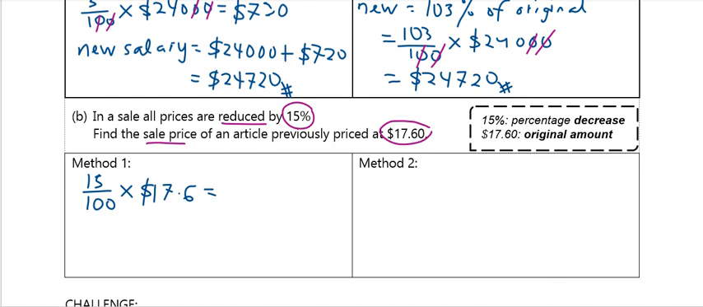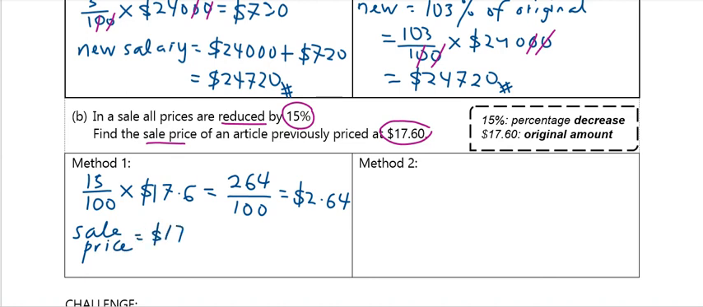So you will have 264, everything over 100. So this one, the amount of decrease will be $2.64. So what you're going to do next is you have to subtract. So the sale price will be $17.60 minus $2.64. So you will have $14.96. Right? So you can double check using your calculator.